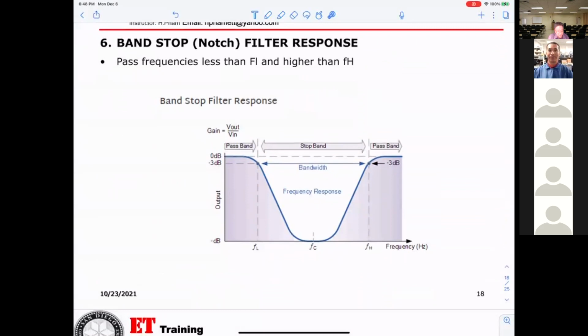And the last one, band stop or notch filter. That's the opposite of the band pass filter. Okay? That means any signal higher than F high or lower than F low, they allow to pass. Any signal between F low and F high, they want to stop. Okay? This is just the opposite of the band pass filter.